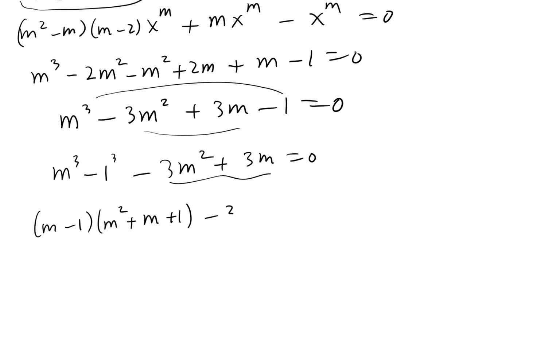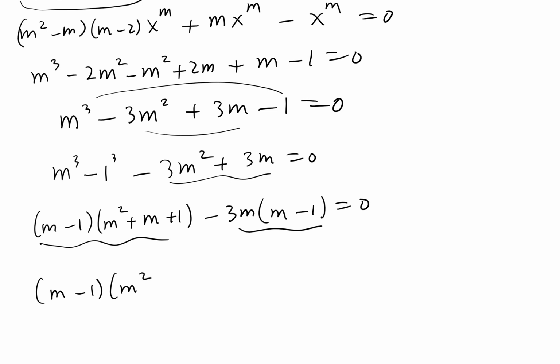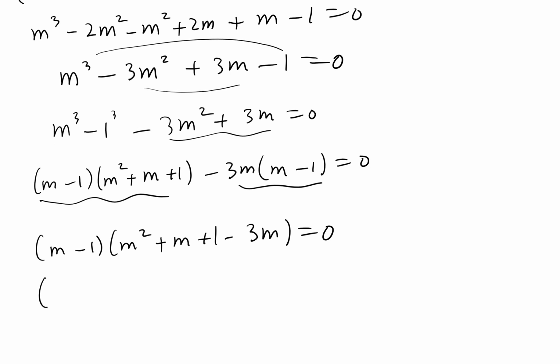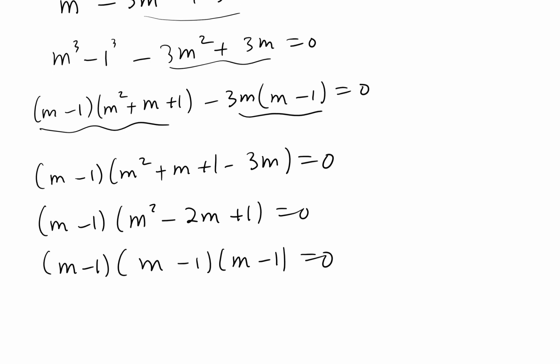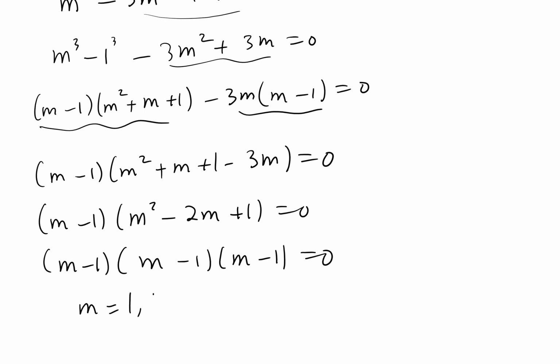Among these two, take a negative 3m out. That will leave m minus 1. So now you can factor this m minus 1 out. That will give m squared plus m plus 1 minus 3m equals 0. Collect like terms. This is m minus 1, m minus 1. Oh, three repeated roots. So m is going to be 1, 1, and 1.